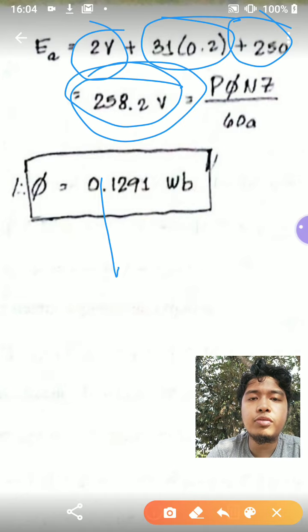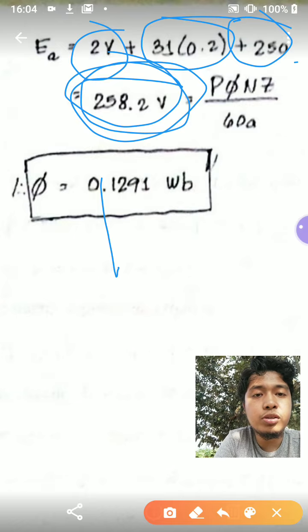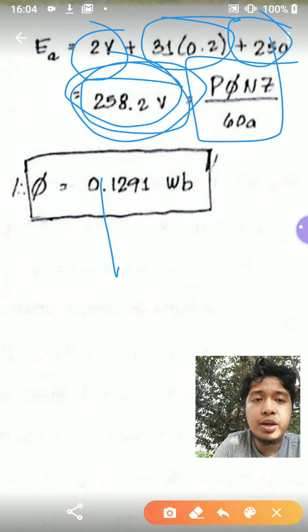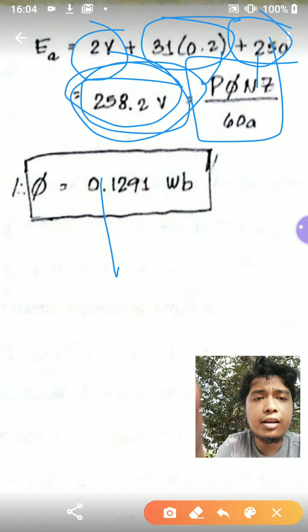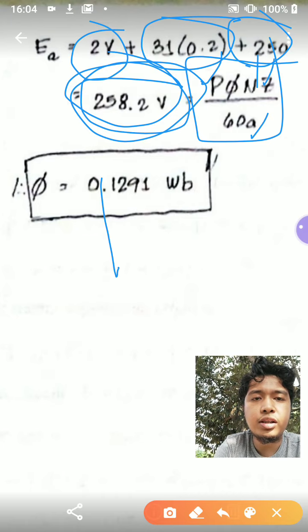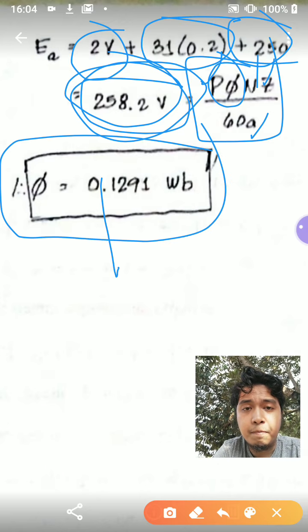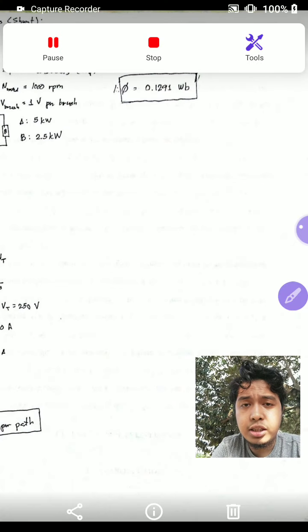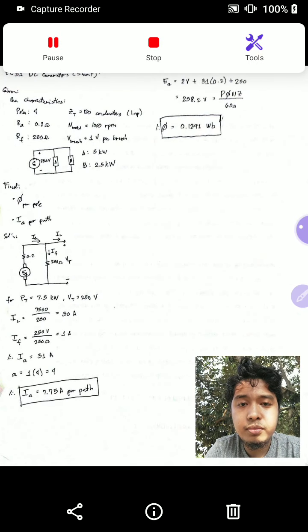So you want 258.2 volts at the armature, which is equal to the machine constant times flux times speed. So we have the number of poles, the speed, I think that's 1000, the number of conductors, and the number of parallel paths, so you can isolate the flux and solve for that, and that is 0.1291. So that's it. That's shunt. This is shunt generators. So yeah.